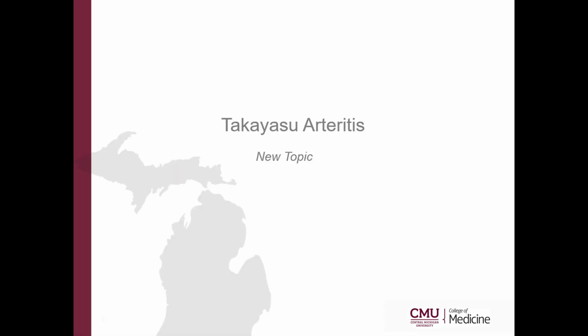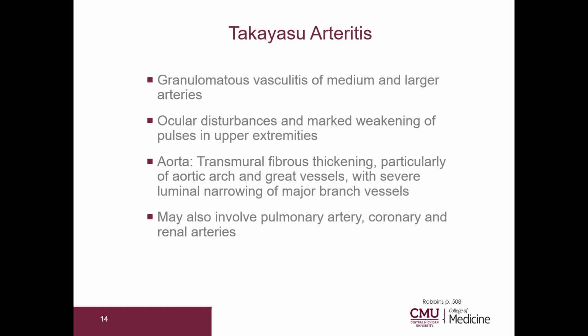Let's go on to Takayasu arteritis. This is a granulomatous vasculitis of medium and larger arteries. These patients can have ocular disturbances and marked weakening of the pulses in the upper extremities. The aorta will demonstrate transmural fibrous thickening, particularly of the aortic arch and great vessels, with severe luminal narrowing of the major branch vessels. It can also involve the pulmonary artery, coronary, and renal arteries.